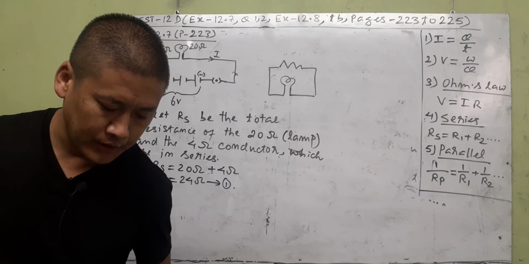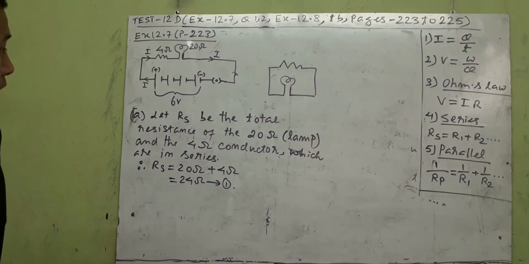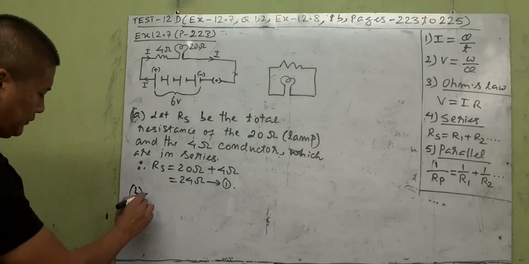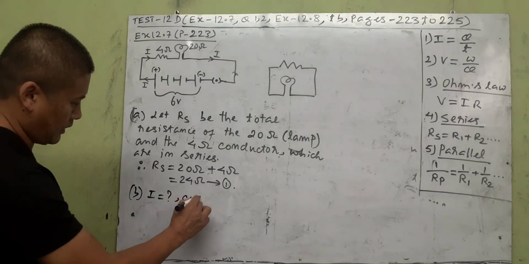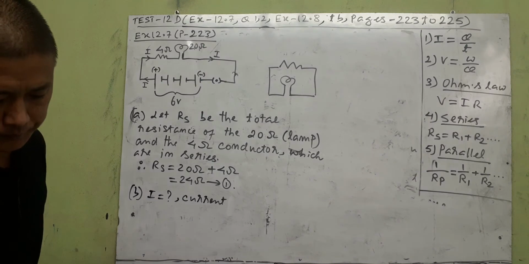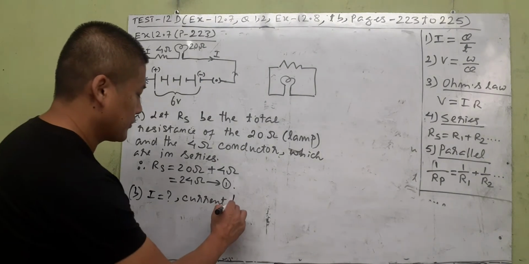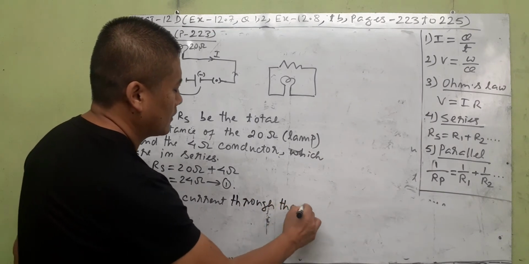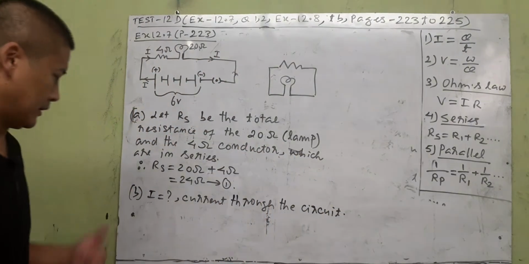Now let's go and answer B. The current through the circuit, I is equal to V by R. So here, B. Let I equal to question mark, current, that we have to find, through the circuit, passing through the circuit. If you don't write it also, it's okay. Let us go really slow so we get it clearly.